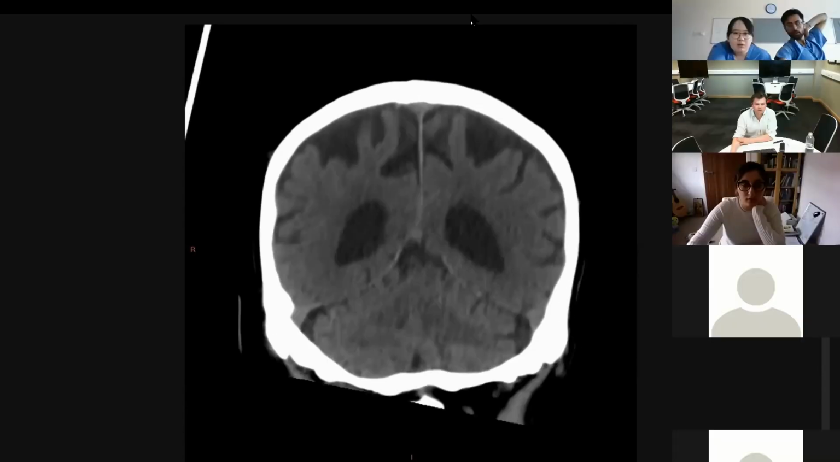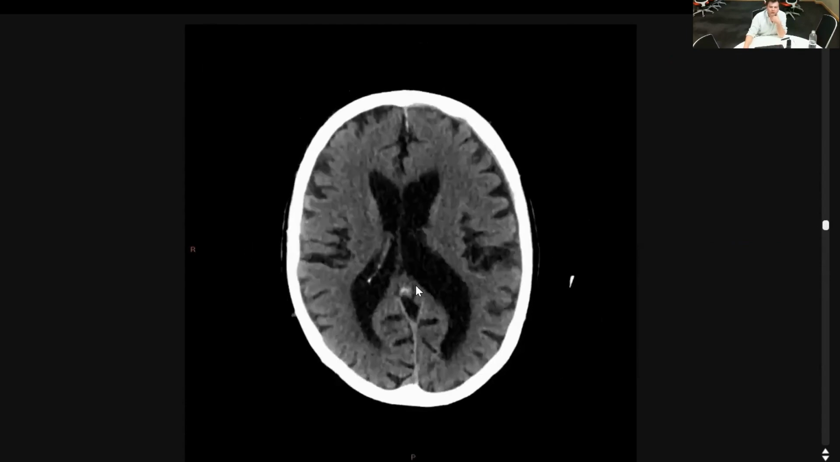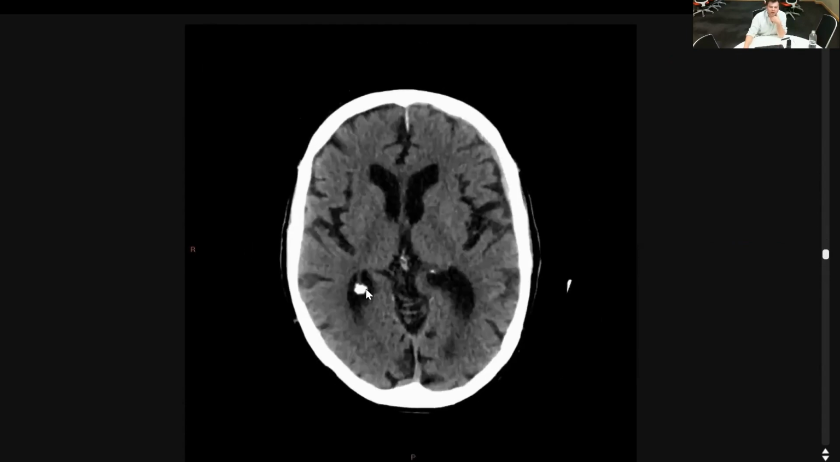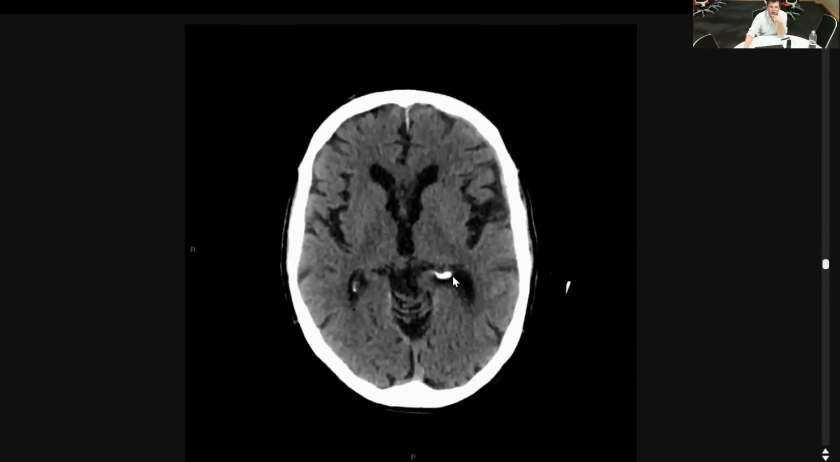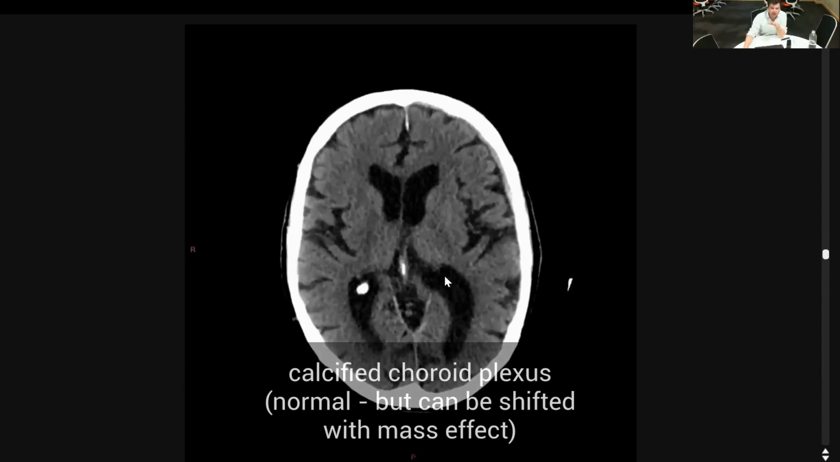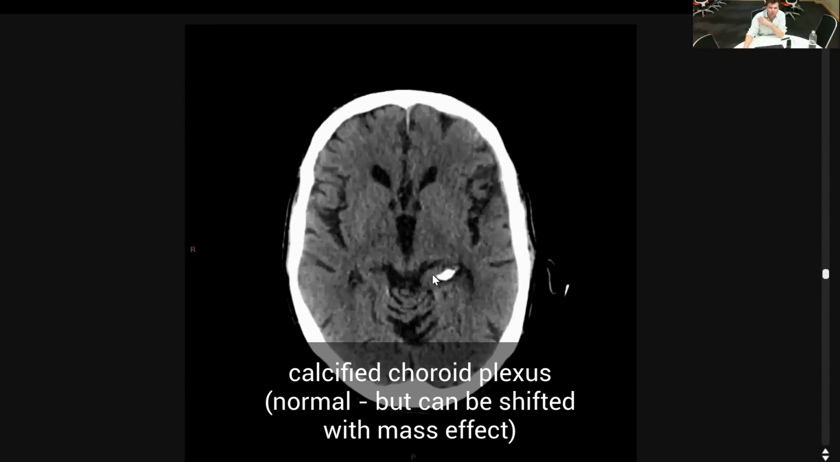Was there something in the ventricles? So we've got this really hyperdense stuff. It's very calcified on both sides here. It's just choroid plexus, isn't it? Yeah. So this is choroid plexus, and this is what a lot of people will focus on and get interested in, but it's sometimes our job to say that it's normal.